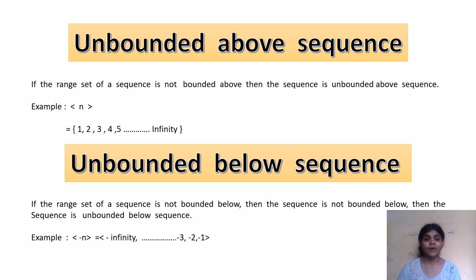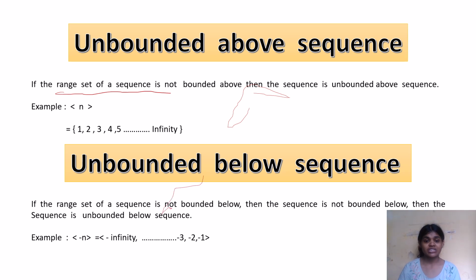Now we will discuss unbounded above sequence. If the range set of a sequence is not bounded above, it is called unbounded above sequence. Example: the sequence of natural numbers 1, 2, 3, 4, 5 and up goes up to infinity, and it is called unbounded above sequence.